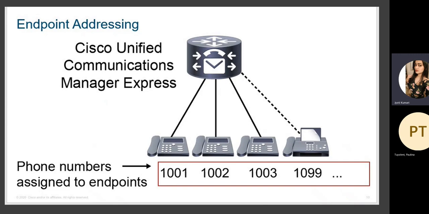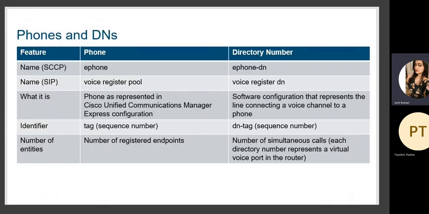Here in endpoint addressing, we can see we have a CUCME. There are some phone numbers assigned to endpoints like 1001, 1002, 1003, 1099, and so on. This is how endpoint addressing is done, which we already saw in the previous lab also.